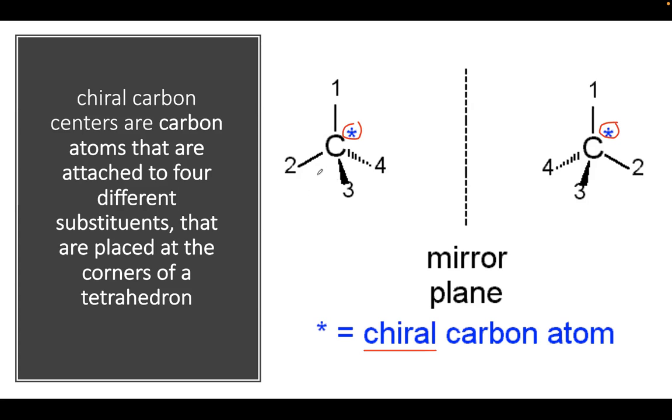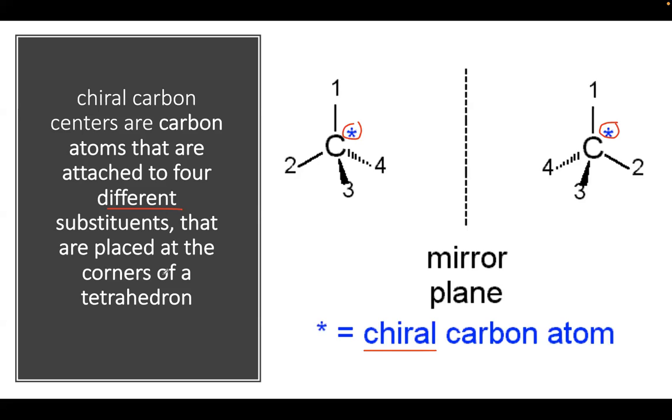This is the chiral carbon. This is the center carbon that is attached to 4 different, take note, 4 different or unlike substituents. Okay, so always remember the chiral carbon. Now question, what is the amino acid that does not have a chiral carbon?